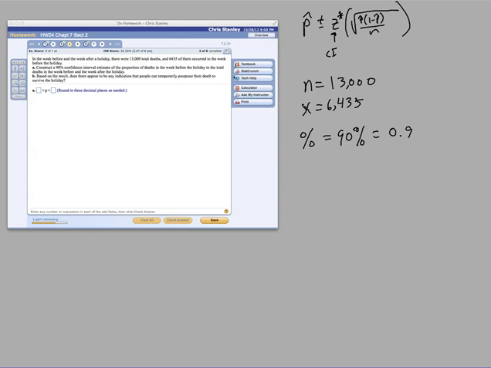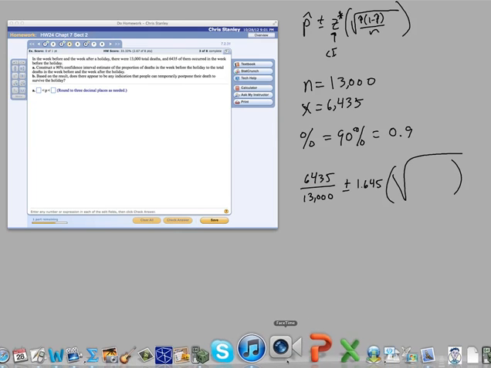Okay, so now we just go to StatCrunch. Now listen, if you were going to do this by hand, you would do it like this. Your estimate, your p hat, would be 6435 over 13,000. If you wanted to try this out, just to get your knowledge a little better, you would add and subtract the critical value. For 90% it is 1.645. This is going to be a big square root. What you do is put this in your calculator.